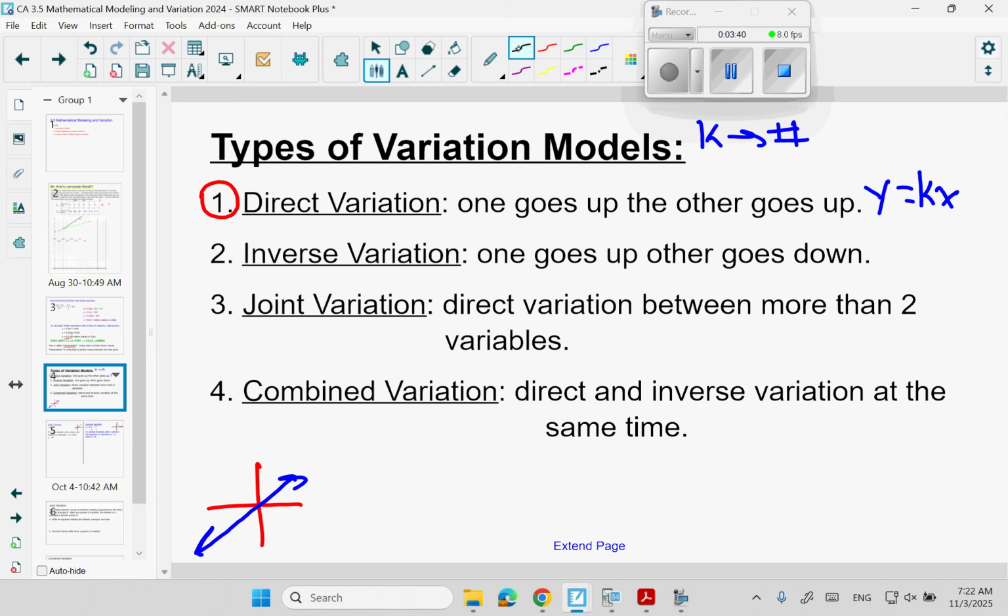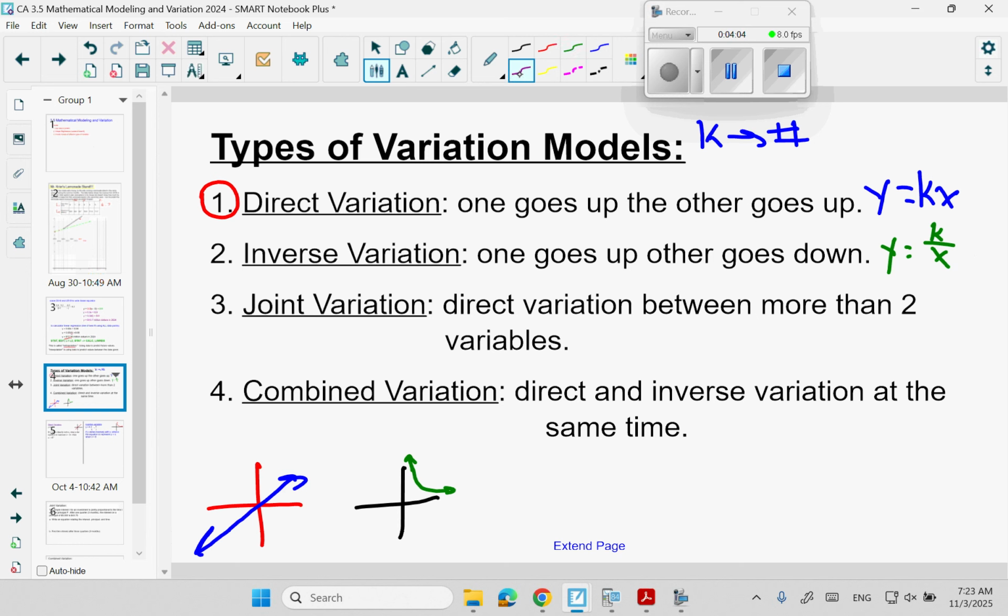Okay. Inverse variation, one goes up as the other goes down. Well, graphically, as x goes up, the y value has to go down. And as x goes down, the y value has to go up. This should look very similar as well. That is just part of the reciprocal function. So it looks very reciprocal in nature.